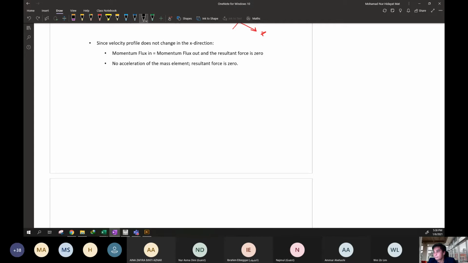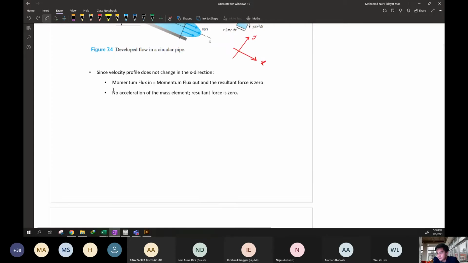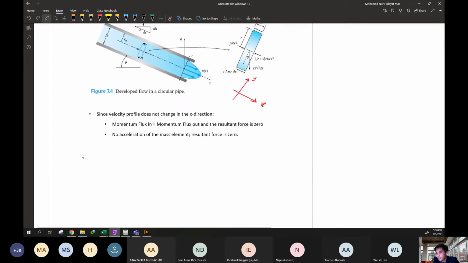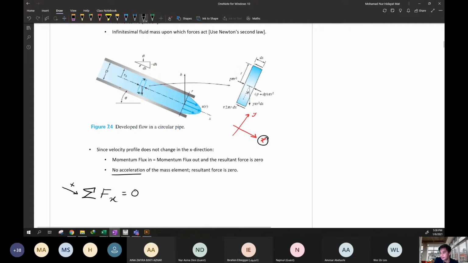Okay, the summation of force in the x direction equals 0. No acceleration. And the direction is in this direction, positive. You can see this direction. And then I would like to highlight again this one. Alright, I take out from this.